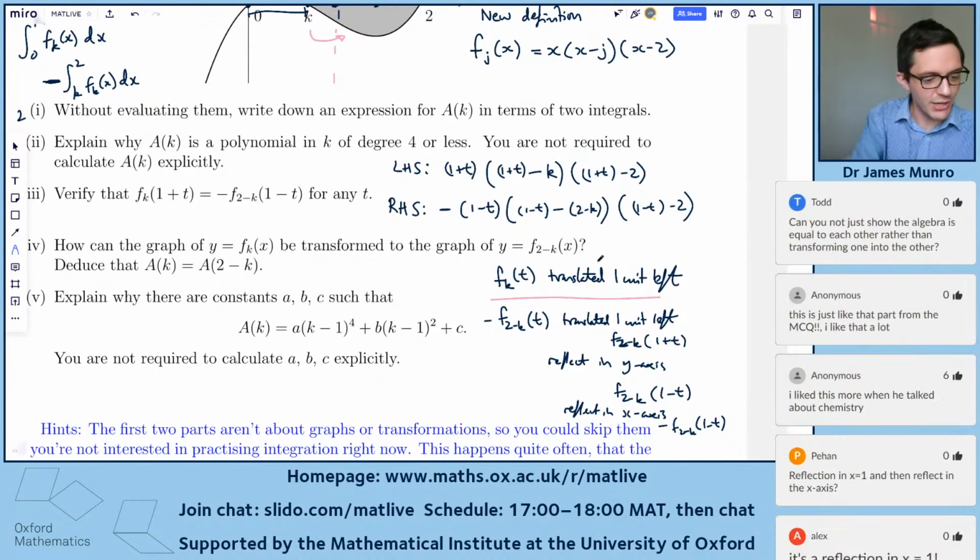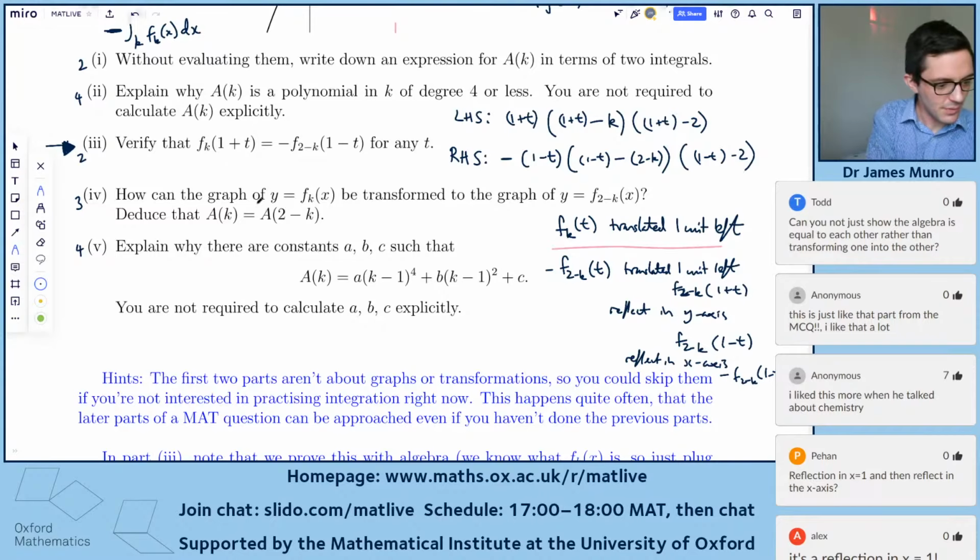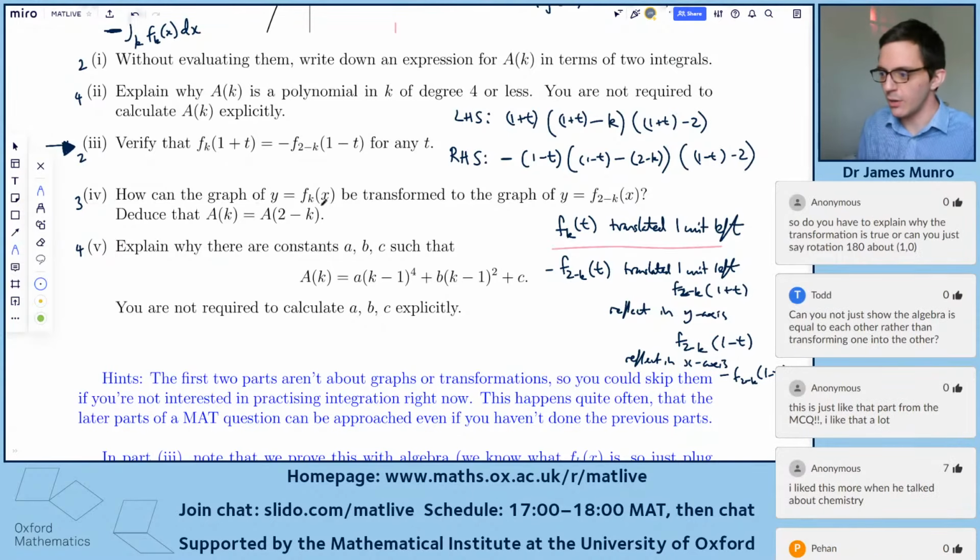Yeah, Todd's right. You can just show the algebra is equal. You can just do the algebra. If you don't like this transformation stuff at all, then brilliantly, this question has an approach where you just work both things out. You work out a of k by doing the integral. We're told what f is. We're told the function. You can just go and work out the integral in terms of k, then work out that one, and then, oh, right, okay, we're good. We're done. Good. Okay. I would always explain why for something like this.